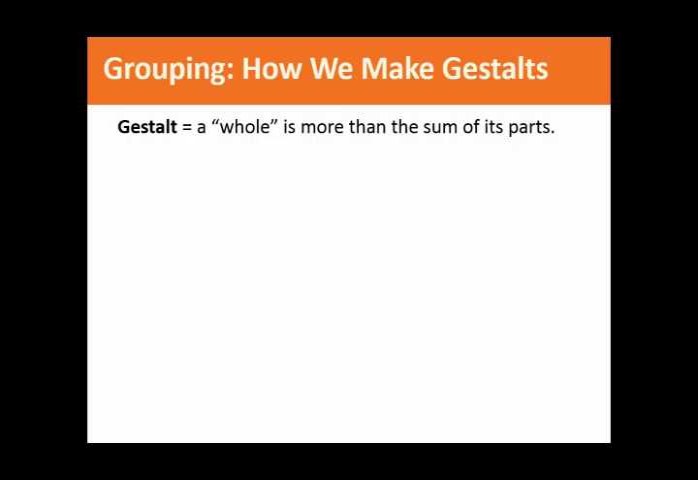Taste. So a Gestalt is a whole that is more than the sum of its parts. So what does that mean? When I was an undergraduate, my instructors would oftentimes use that phrase, the whole is greater than the sum of its parts, like that meant something, and I never really understood what they were talking about.